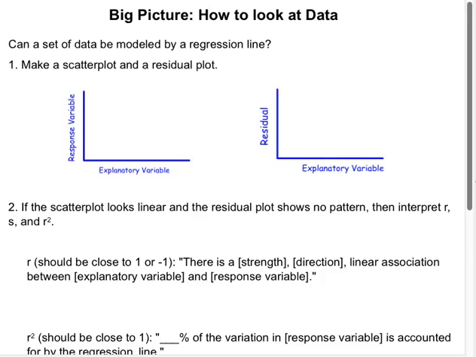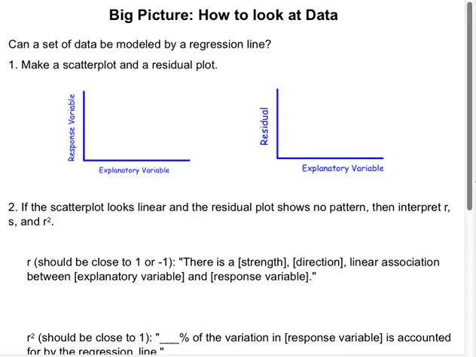So, what is our big picture? So this slide right here basically encompasses all the things that I want you to know, okay? So first, can a set of data be modeled by a regression line? First thing you want to check is the scatter plot, the residual plot, okay? Those are going to be the first two things that you want to check before you start saying yes or no if the data is linear.